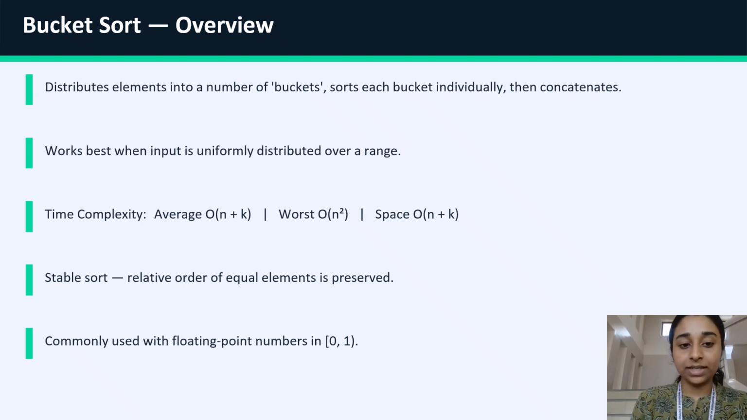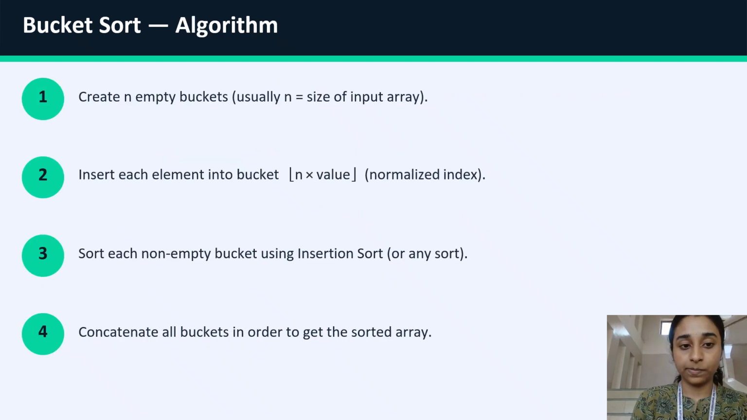The time complexity is O(n + k), and the worst case is O(n^2), and space complexity is O(n + k). So it is a stable sort. The relative order of equal elements is preserved, and it is commonly used with floating point numbers.